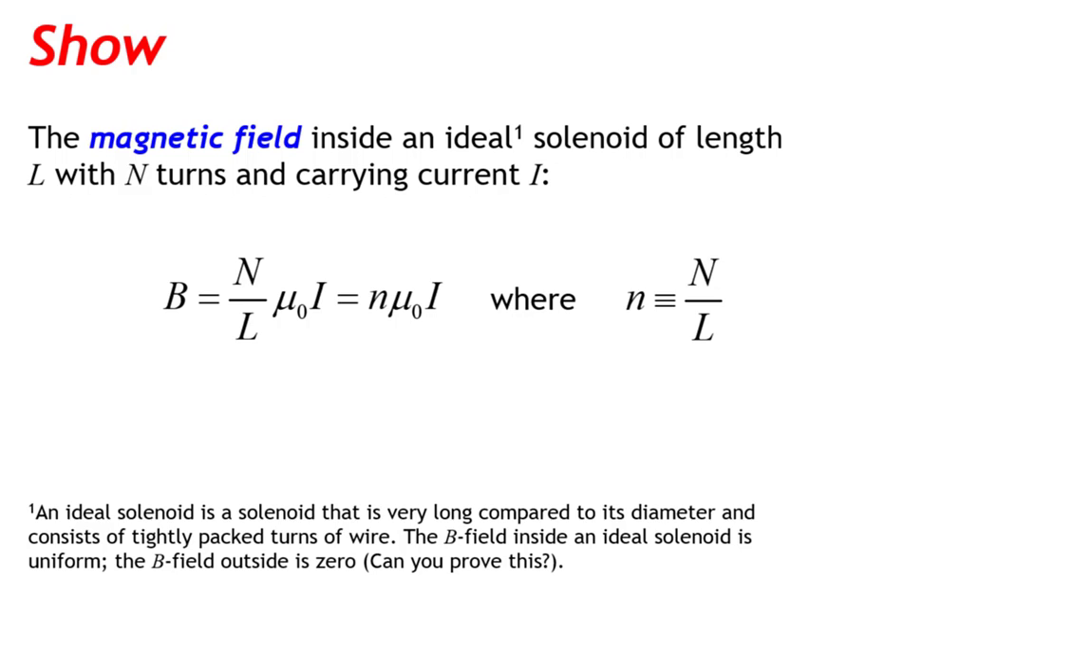Now, to begin, we should note that an ideal solenoid is a solenoid that is very long compared to its diameter and consists of tightly packed turns of wire. If this is the case, then as we've shown previously, the magnetic field inside this ideal solenoid is uniform, parallel to the central axis, and the magnetic field outside of the solenoid is zero.